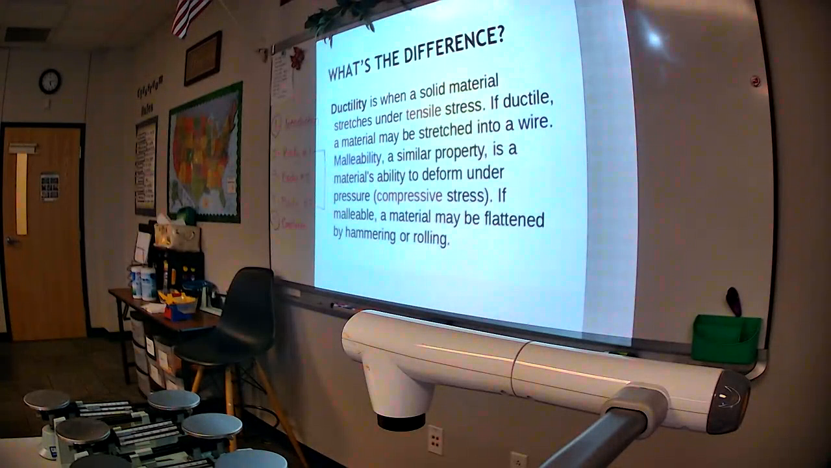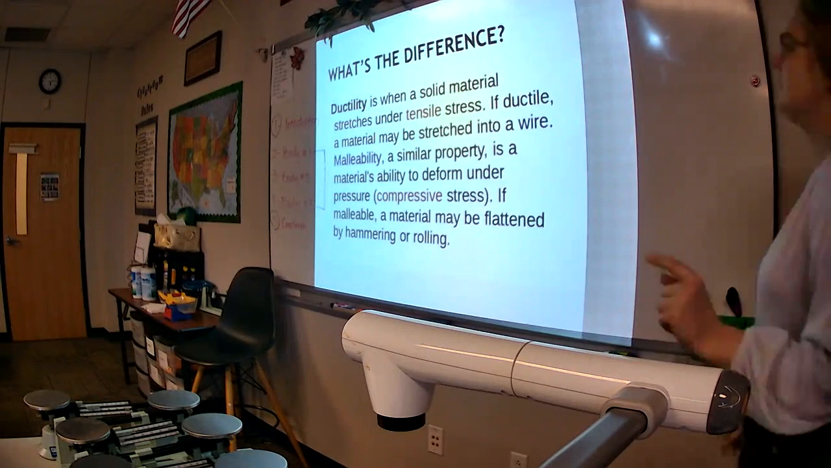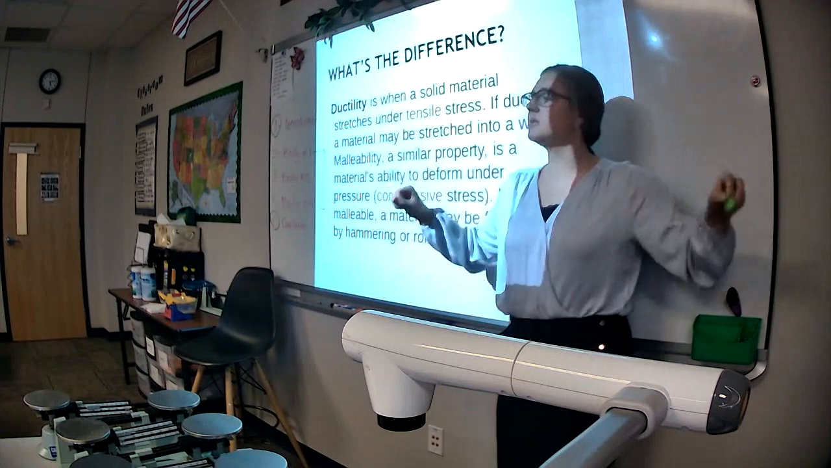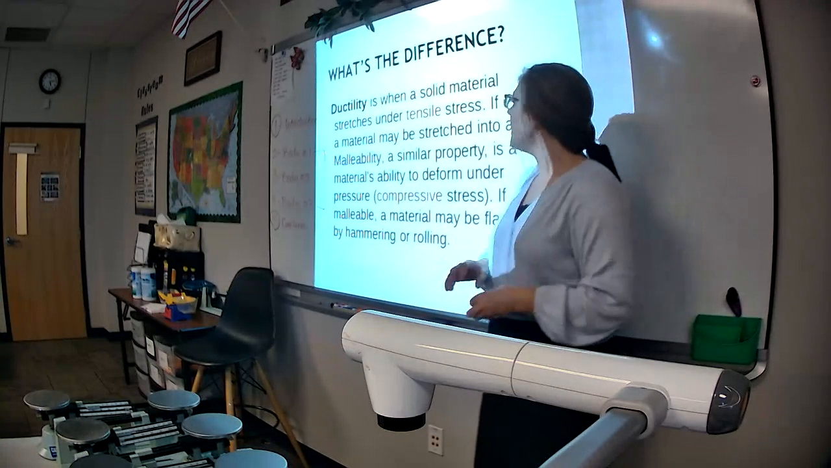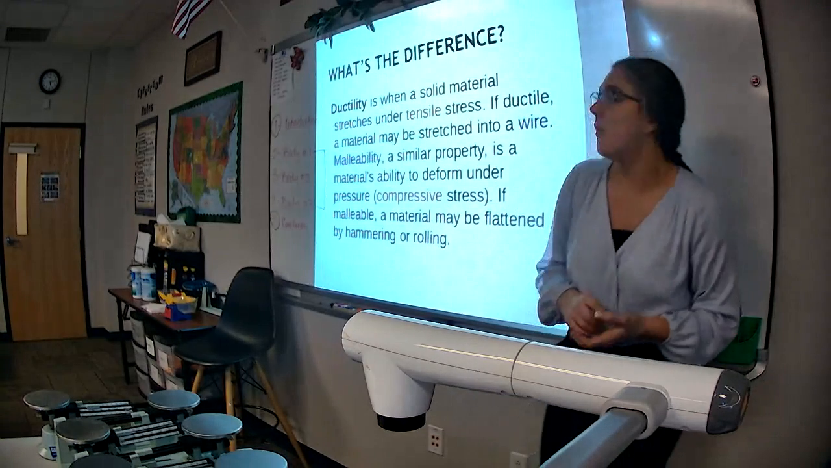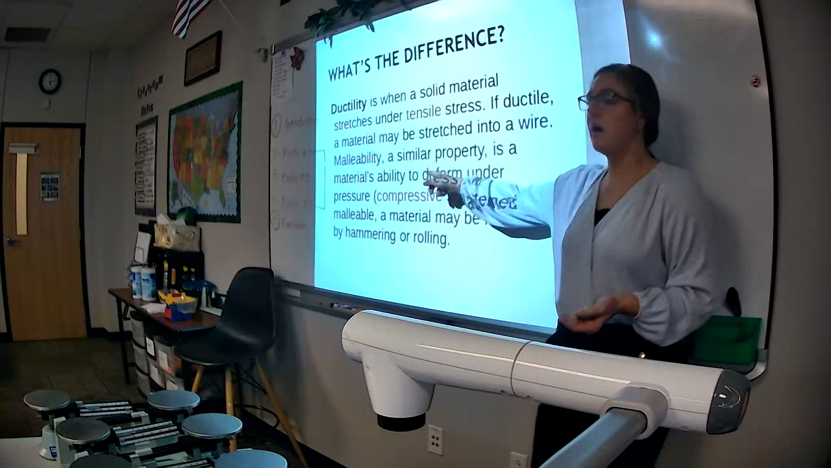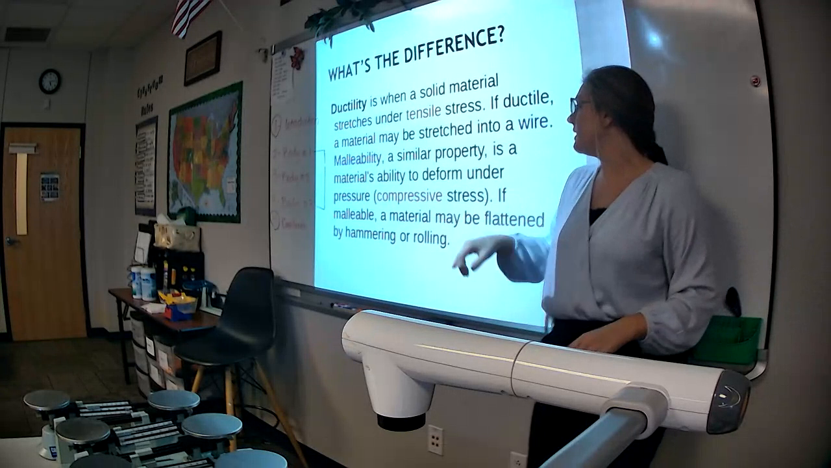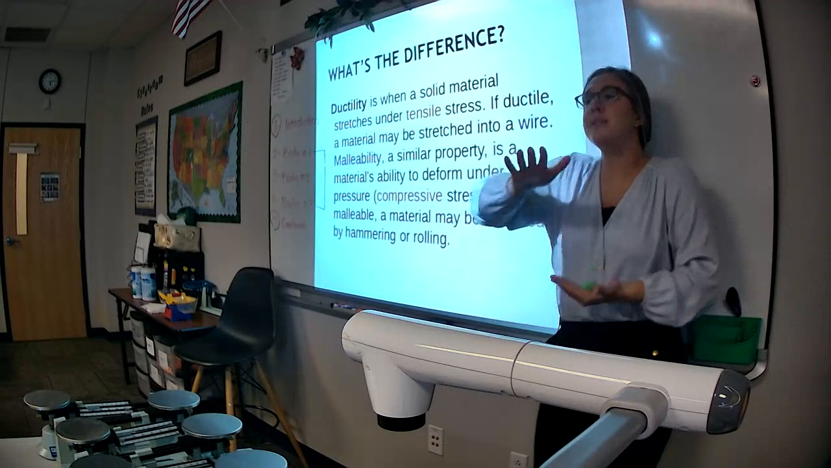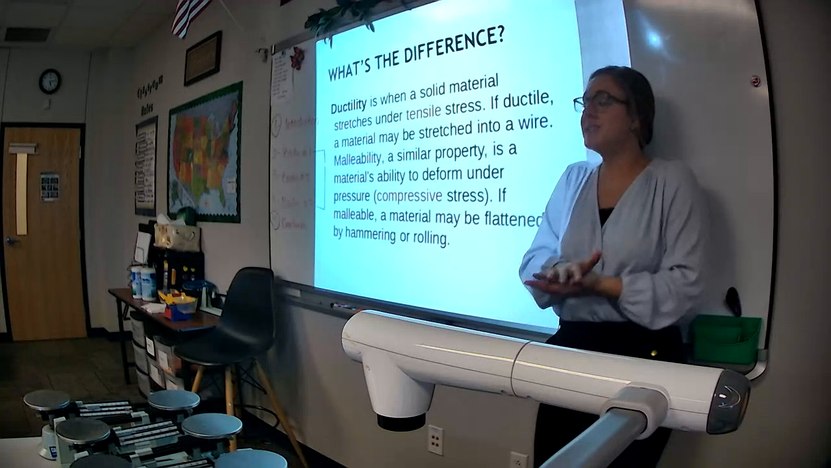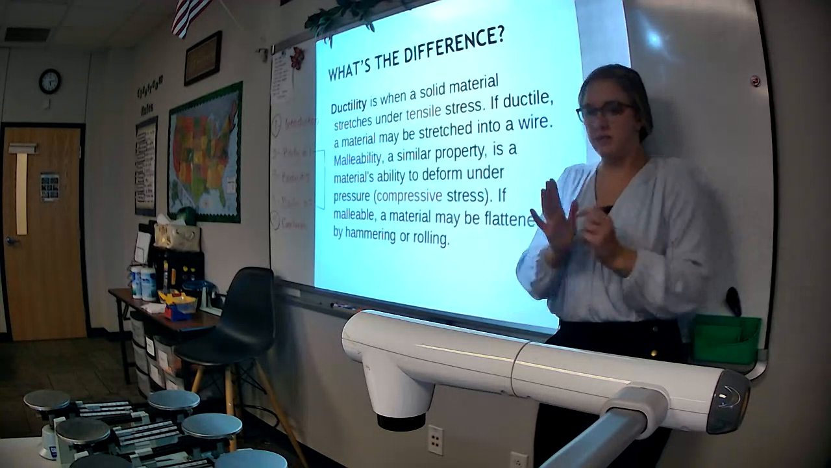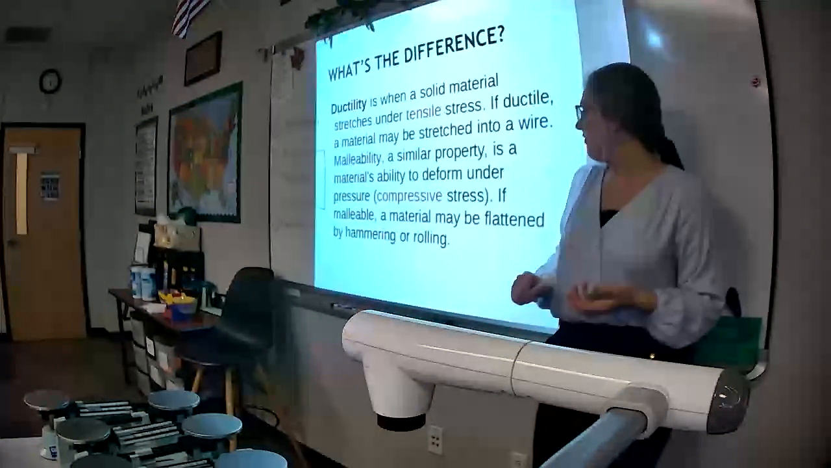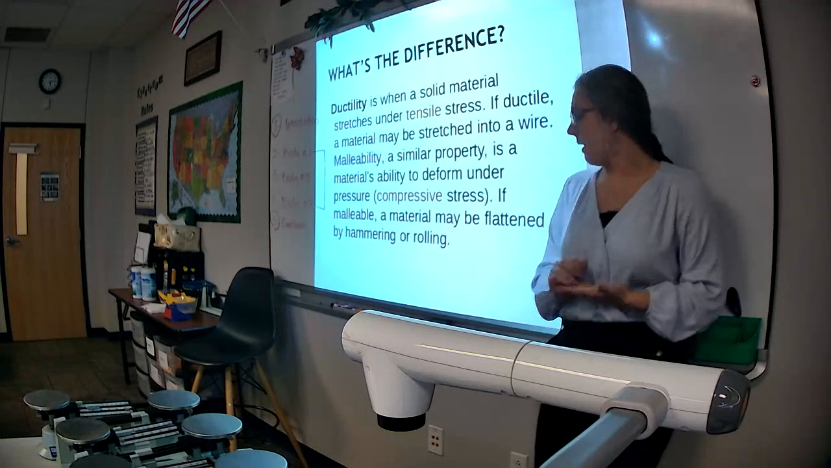All right, so what's the difference? This is not in your notes, just listen. Ductility is when a solid material will stretch under tensile stress. That's when you pull it apart. If ductile, a material may be stretched into a wire. Malleability, a similar property, is not being stretched out into a wire, but it's the material's ability to deform under compressive pressure. That's when you squish it. If it will deform when you squish it, it's very malleable. If malleable, a material may be flattened by hammering or rolling.